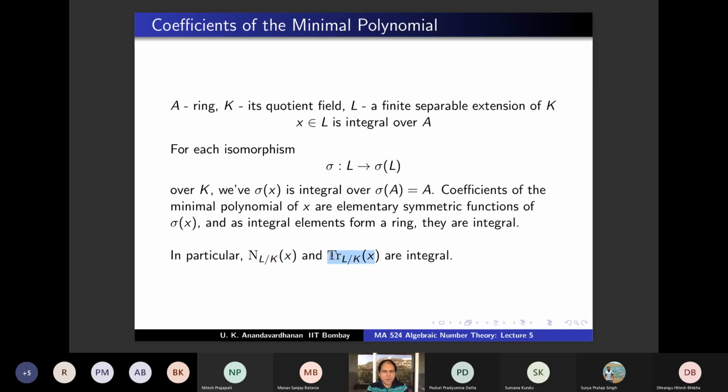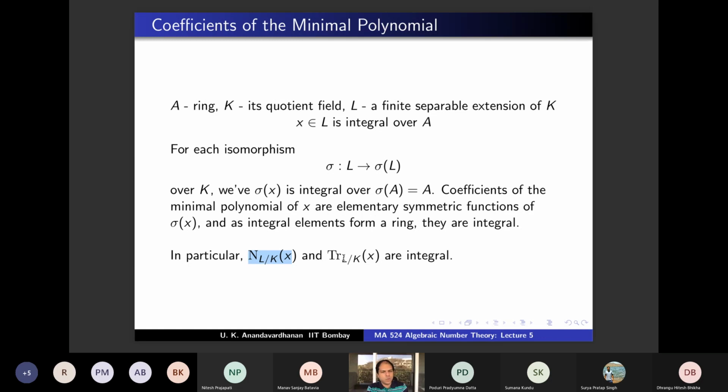In the sense, this is sum of Galois conjugates. So this will be the minus of the second term of the minimal polynomial, and this will be the constant term of the minimal polynomial. So in particular, each coefficient is integral. In particular, norm and trace are integral.